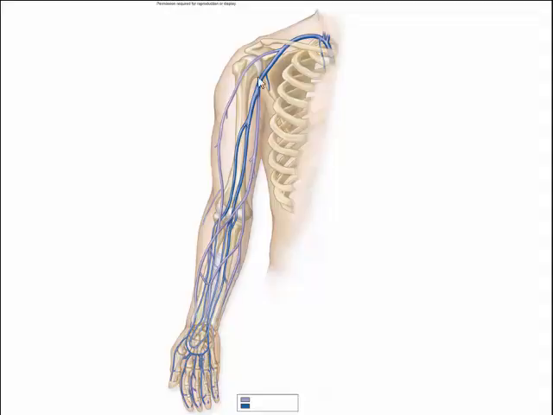So again, we have median antebrachial, a superficial vein in the forearm. Median cubital, usually a V shape at the elbow, this is called the antecubital fossa. The cephalic vein and the basilic vein.